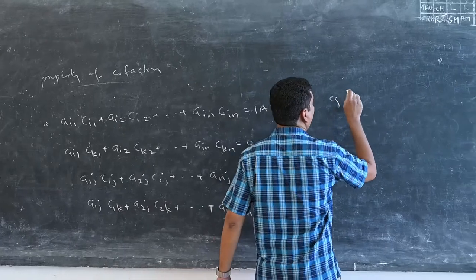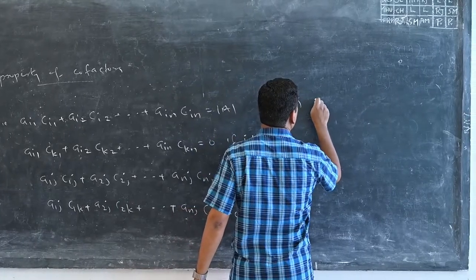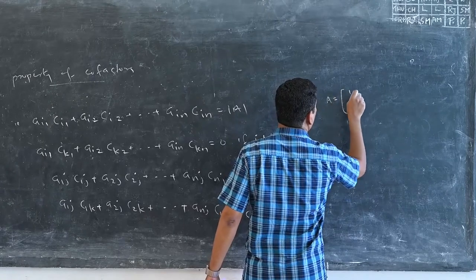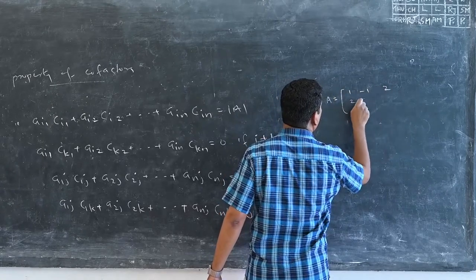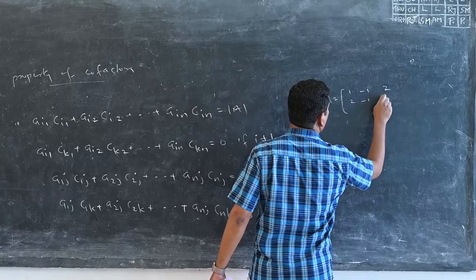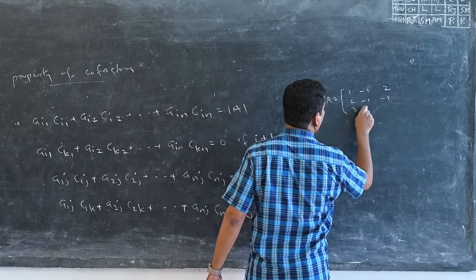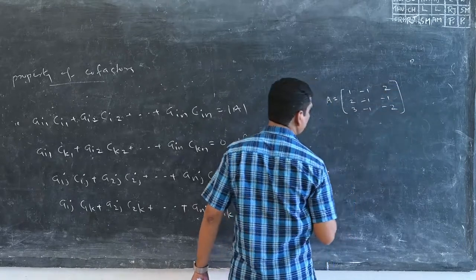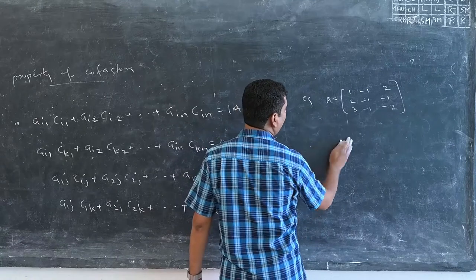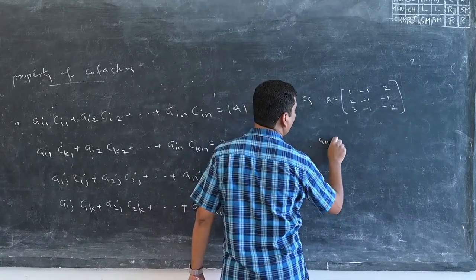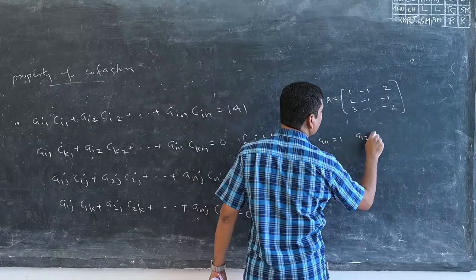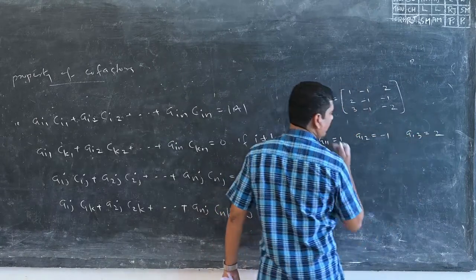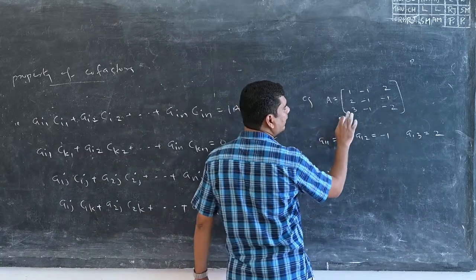Example. A is equal to the matrix with rows 1, minus 1, 2; 2, minus 1, minus 1; 3, minus 1, minus 2. Suppose here the first row is a11 is equal to 1, a12 is equal to minus 1, a13 is equal to 2.